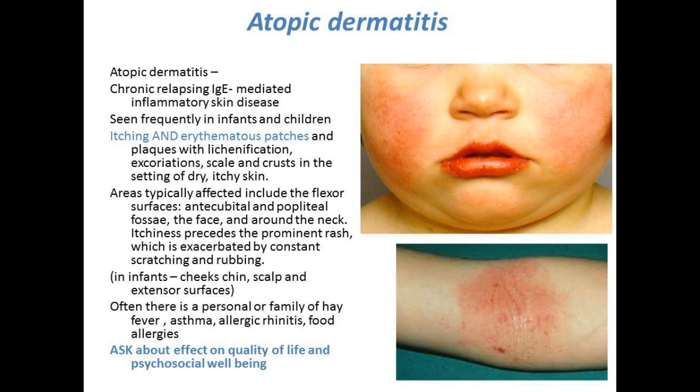Typical areas include the flexor surfaces, antecubital and popliteal fossae, the face, and around the neck. Because of its itchiness, it is exacerbated by the constant scratching and rubbing that occurs. In infants, the distribution is a little bit different. It's around the cheeks, the chin, the scalp, and extensor surfaces. Often there's a personal or family history of hay fever, asthma, allergic rhinitis, food allergies, or allergic conjunctivitis, etc. It's important to ask about the effect on quality of life and also psychosocial well-being, because rashes tend to have a greater impact on quality of life than what we actually see.